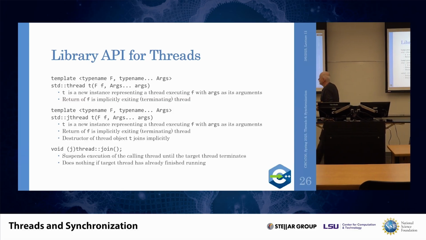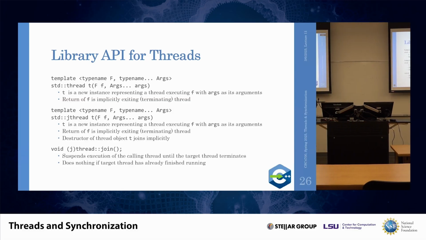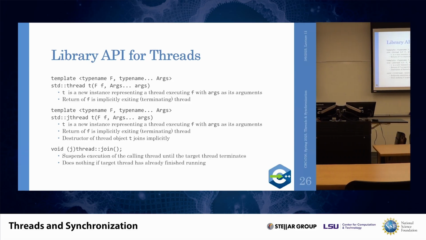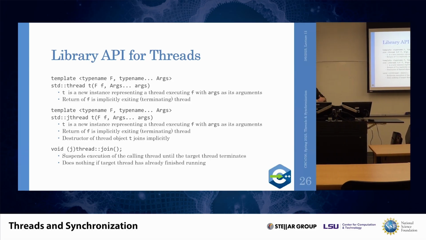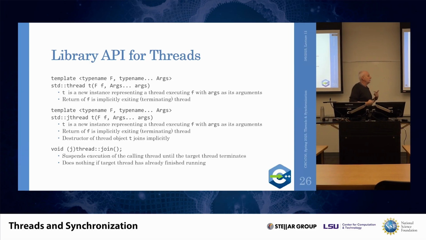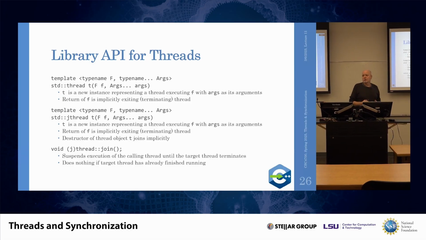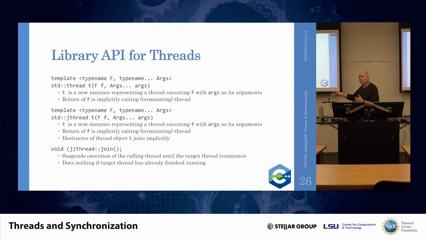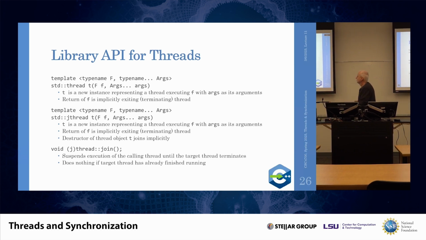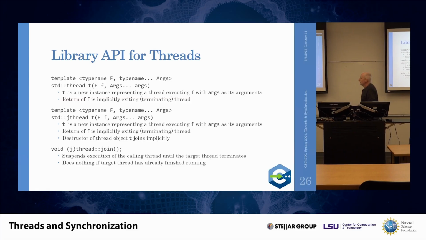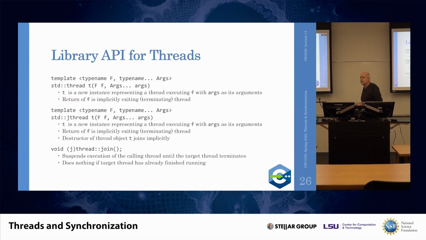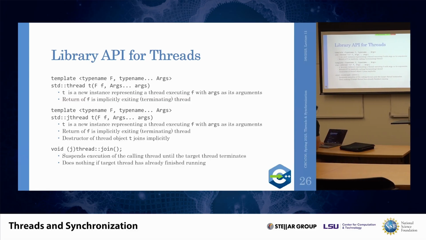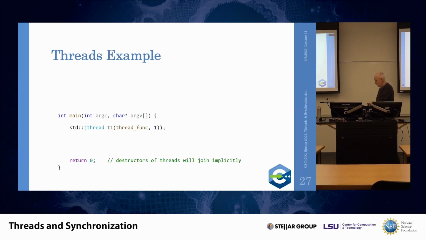Both threads and jthreads have a member function which is join, where the calling thread will wait for the target thread to terminate and only returns after that. So you can wait explicitly for another thread to finish executing, essentially. If the target thread has already finished running, join doesn't do anything. It returns right away. Okay, some example.